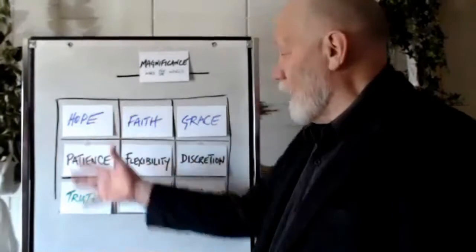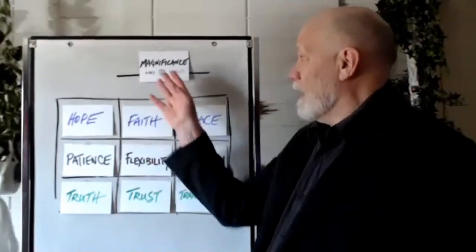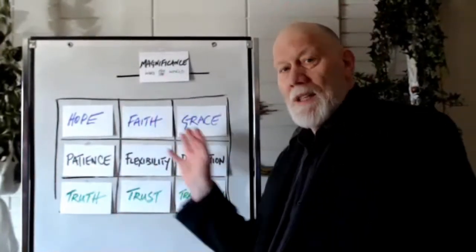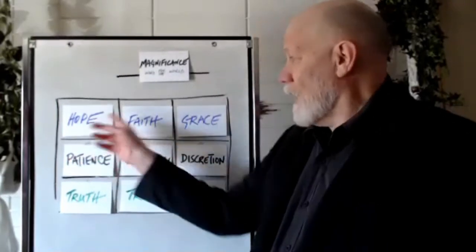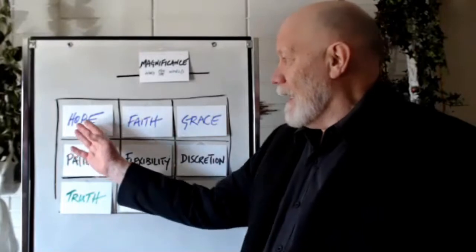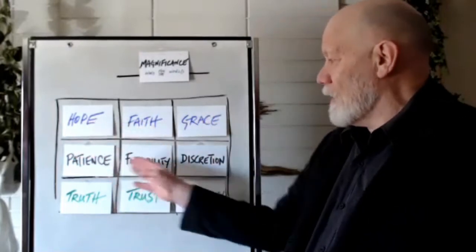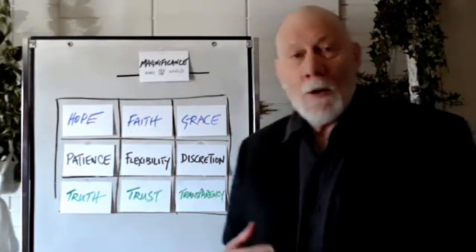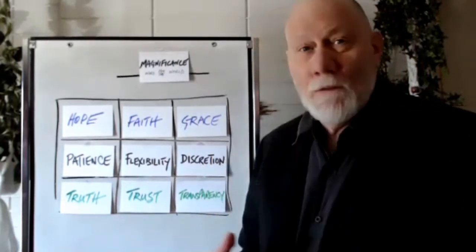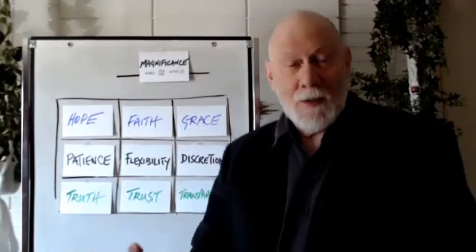Now, in terms of what's here, my magnificence, I'm being reminded by these 9 squares and the combination. Now, each combination that I have here, in terms of hope, faith, grace, patience, flexibility, discretion, truth, trust, and transparency, are written in a way that have meaning for me as is.